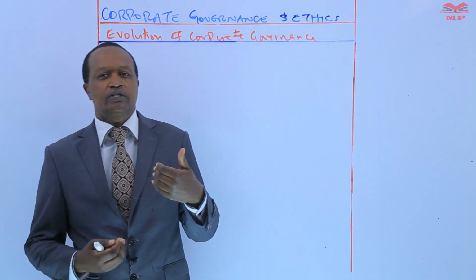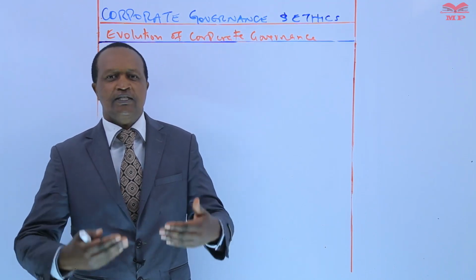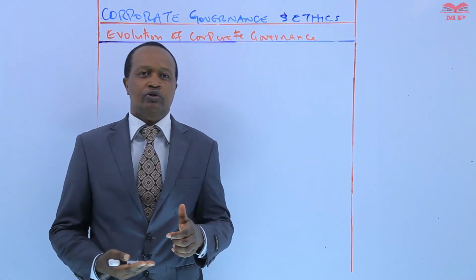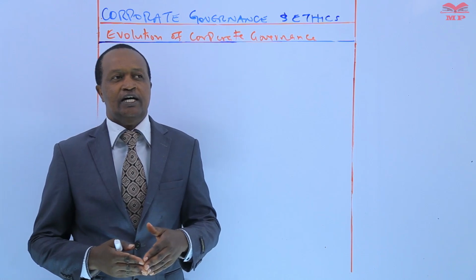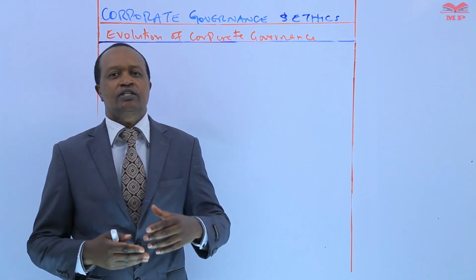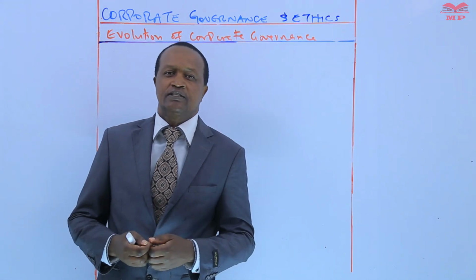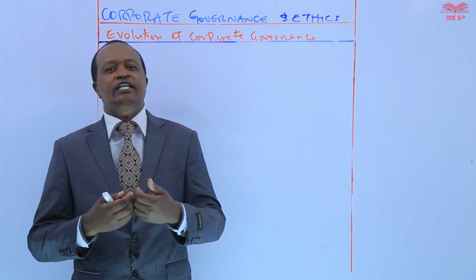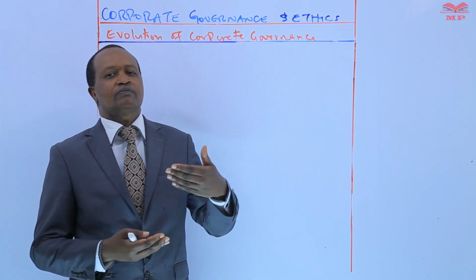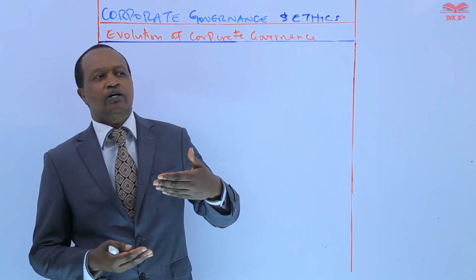Now, the evolution of corporate governance is a complex and an ongoing process that has been shaped by various historical, economical, and social factors. And this evolution reflects the changing dynamics between corporations, shareholders, stakeholders, and the general society. So the first key milestone is what happened in the 17th to 18th century.